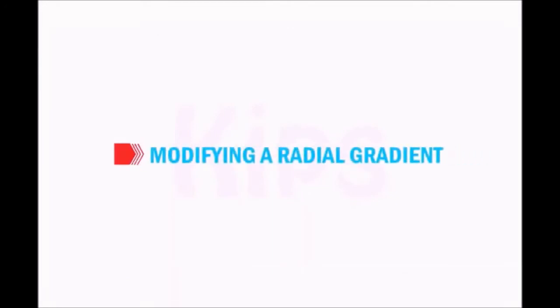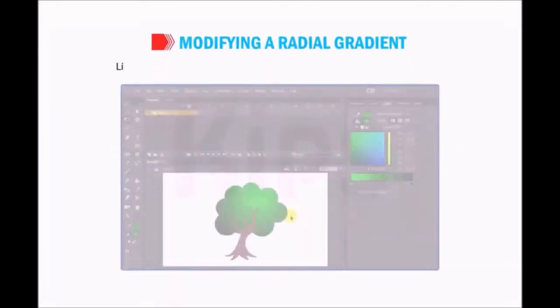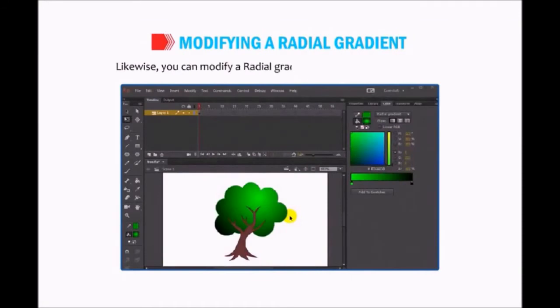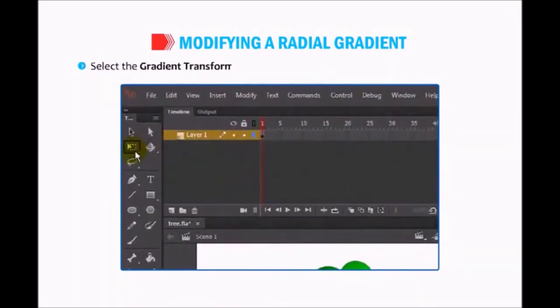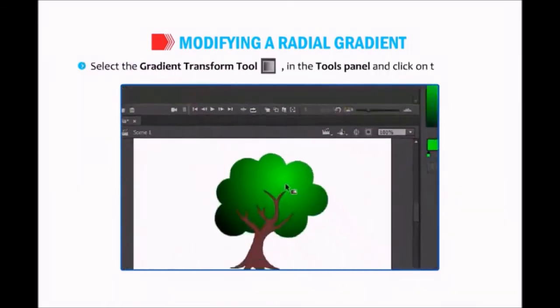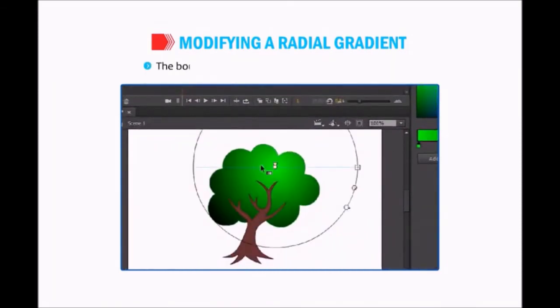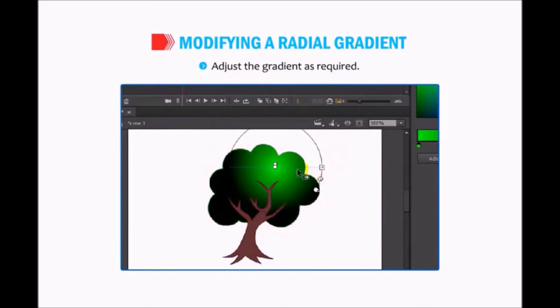Students, let us understand how to modify a radial gradient. Likewise, you can modify a radial gradient color filled inside the tree. Let us modify the gradient filled in the shape by using the Gradient Transform tool. Select the Gradient Transform tool in the Tools panel and click on the object. The bounding shape will appear as shown in the figure. Adjust the gradient as required.